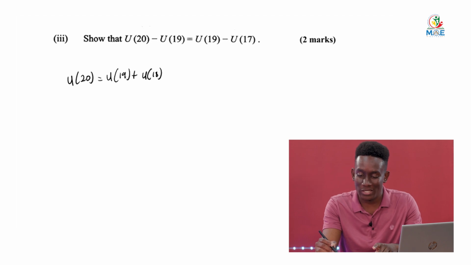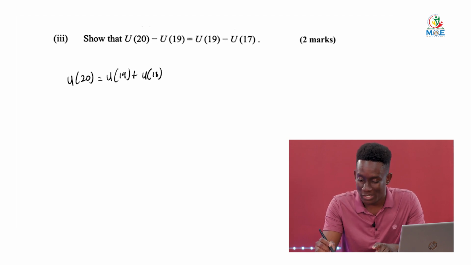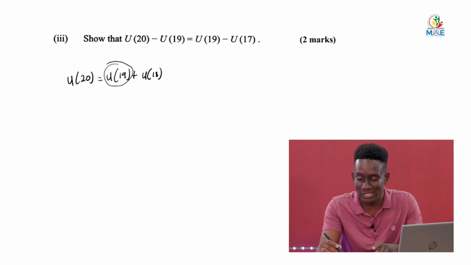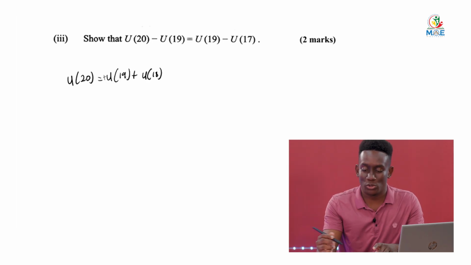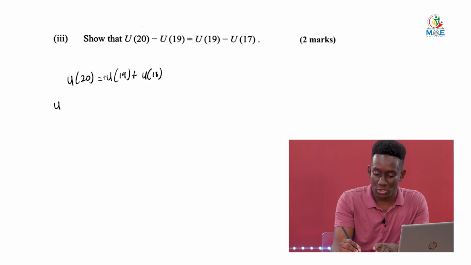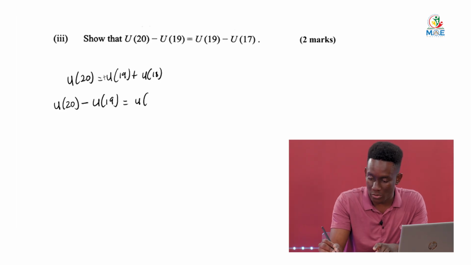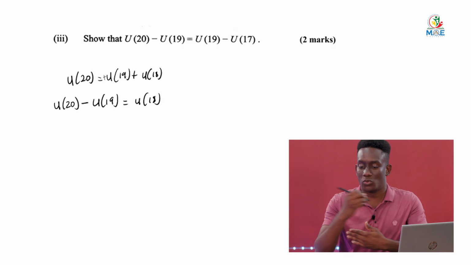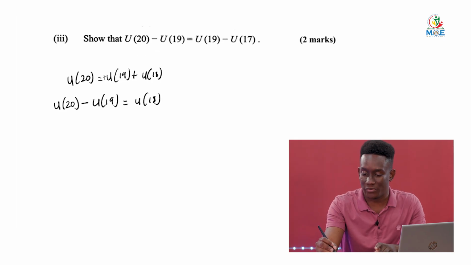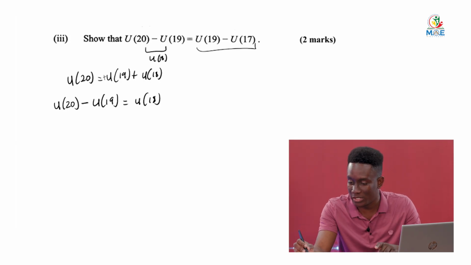So what we can do in this case, if we want to find u18 and do it in reverse, we can simply take over this u19. Because it's added, when we take it over, we'll subtract. So we'll have u20, when we take this over, we subtract u19, is equal to u18. So when we simplify this side here, we'll have u18. And let's check out this one here as well.